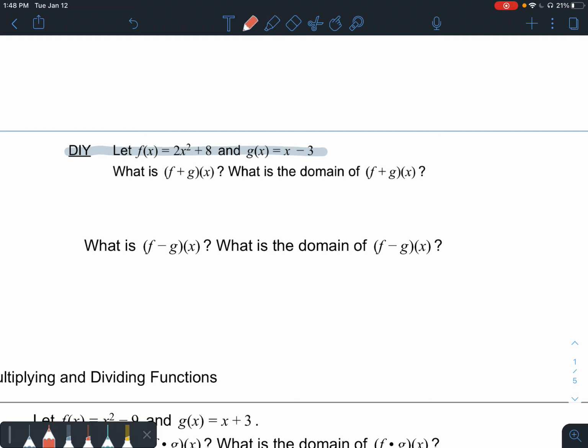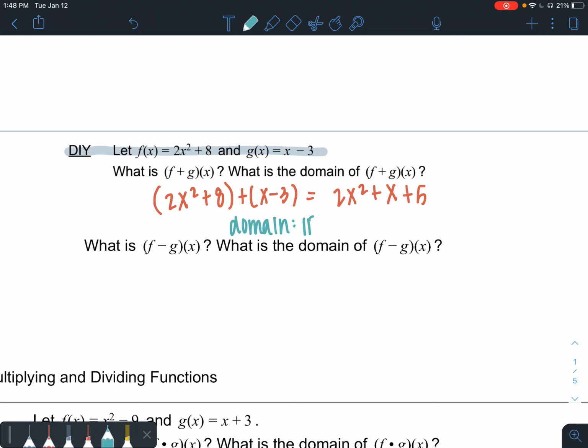Okay, so f plus g of x, you're adding these two values together, so you're taking 2x squared plus 8 plus x minus 3, and so we get 2x squared plus x plus 5. I'm sorry, not plus 8x, plus x. All right, and then the domain for this is all real numbers, or negative infinity to infinity.